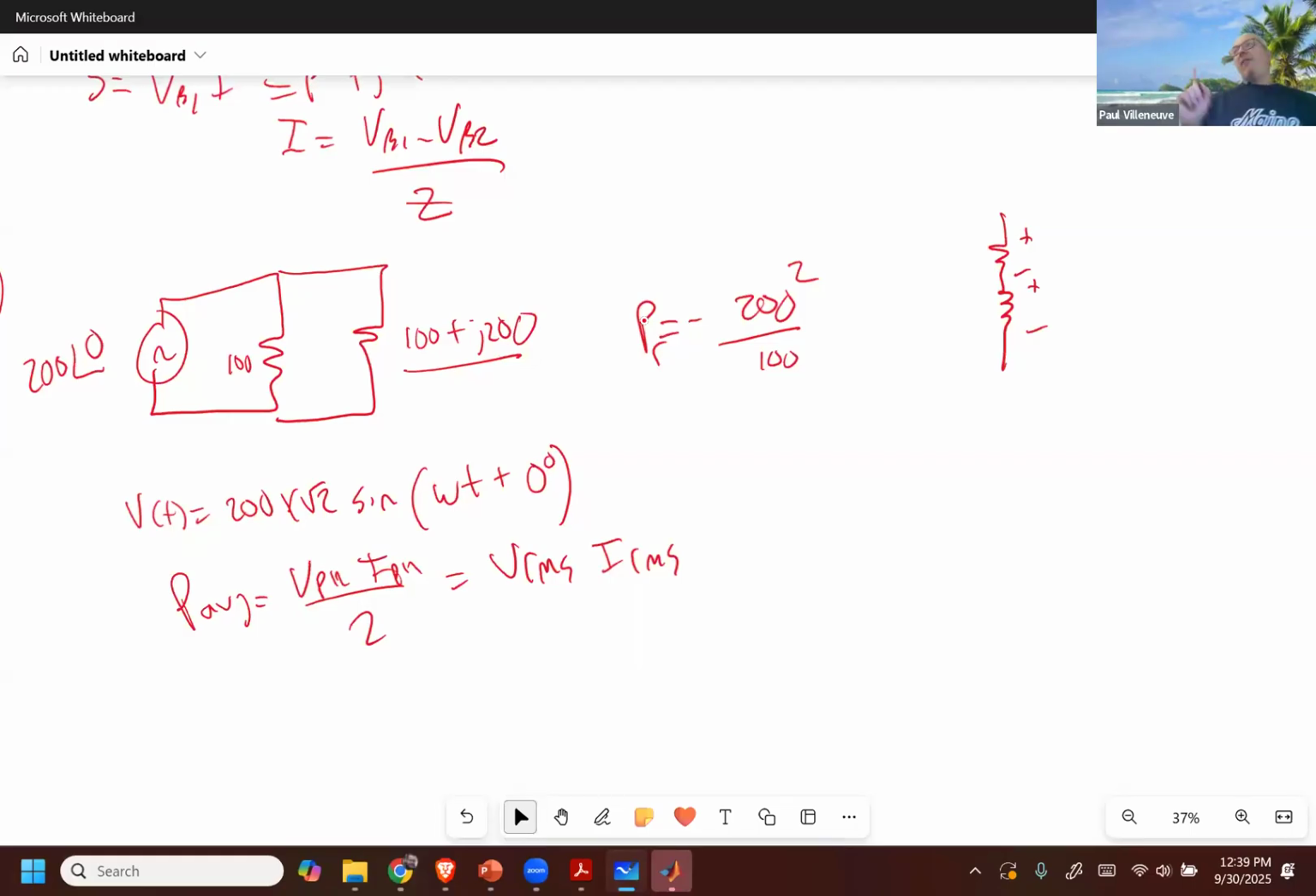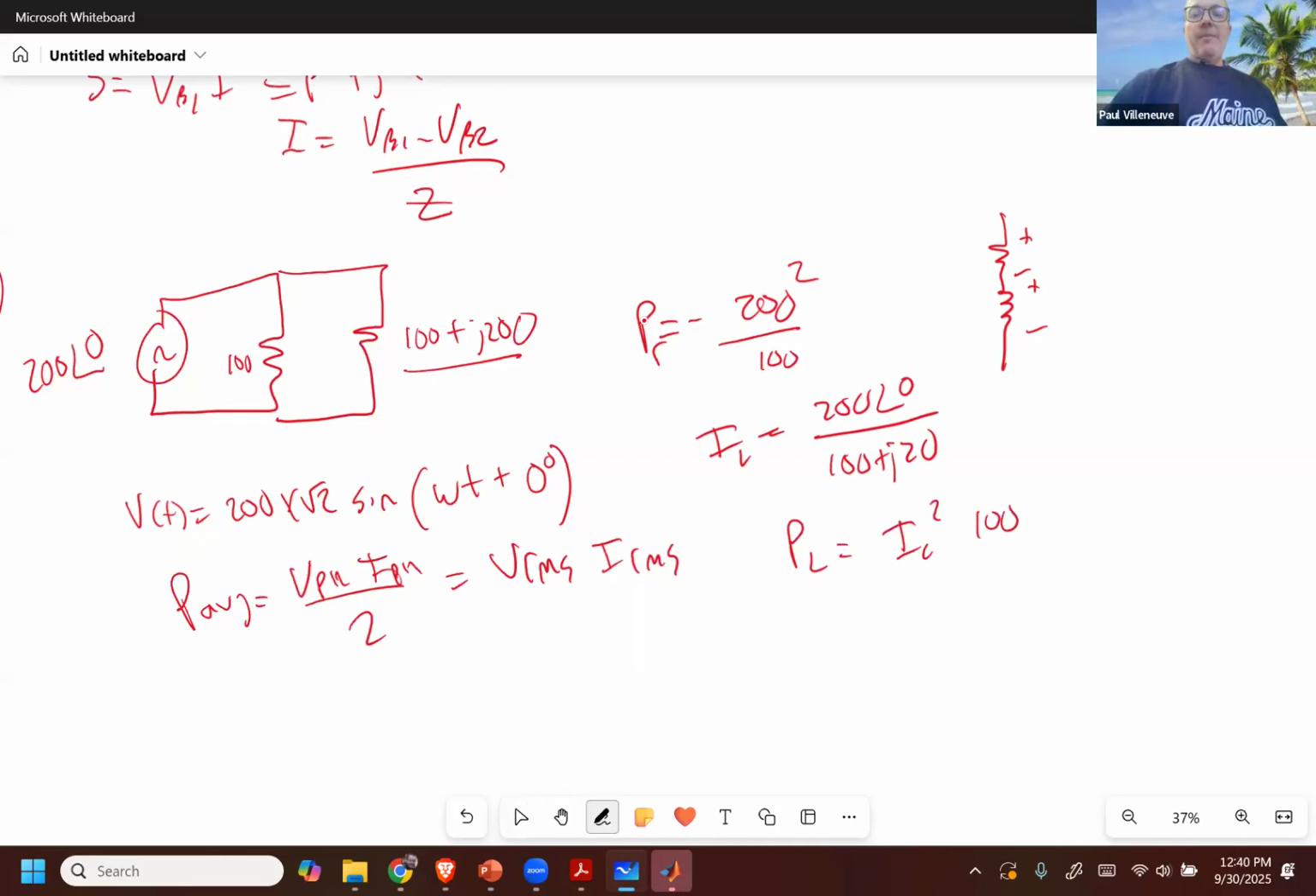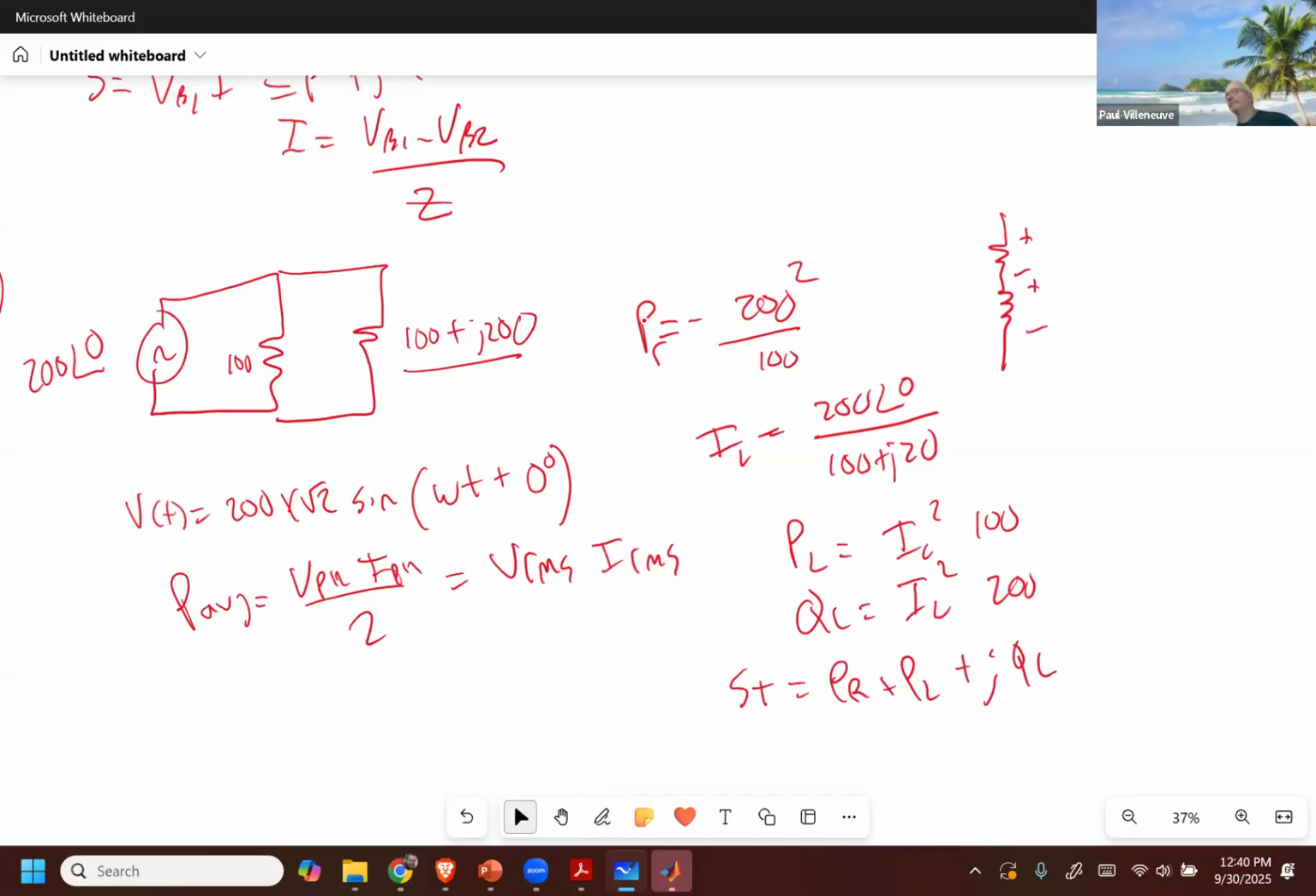So at that point, I would be better off to solve for the current. So I of that load will be 200 at an angle of 0 divided by 100 plus j20. That's going to give you a current. Then I did P for my load, I load squared times 100, and Q load is I load squared times 200. And then my S total, PR plus PL plus jQL. That was the total power.